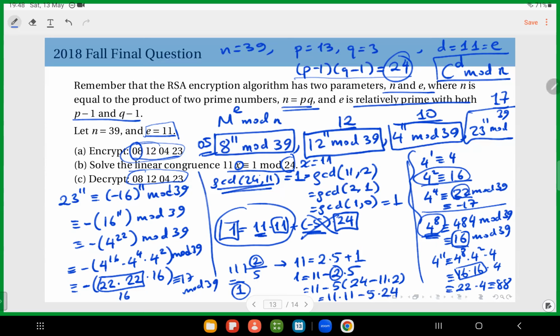And therefore, the answer to part C is exactly the same as the answer to part A: 0, 5, 12, 10, and 17.